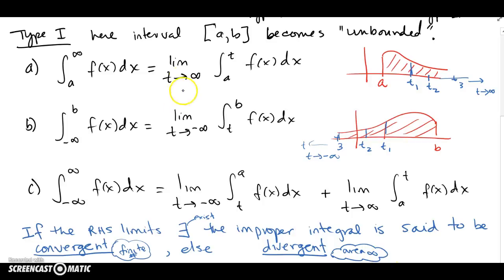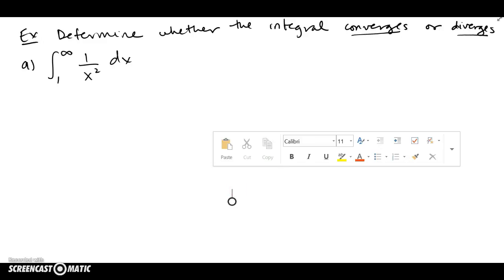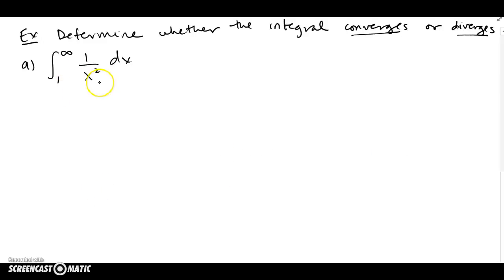So again, limits exist, convergent integral. Limits don't exist, divergent integral. Let's go look at some examples now. It says determine whether the integral converges or diverges. And we're looking at the integral from 1 to infinity of 1 over x squared dx.